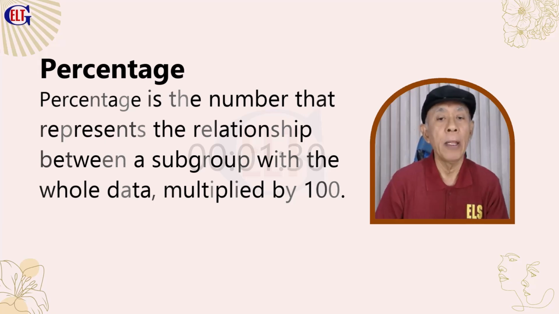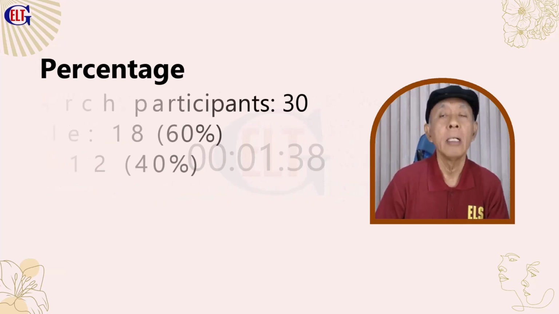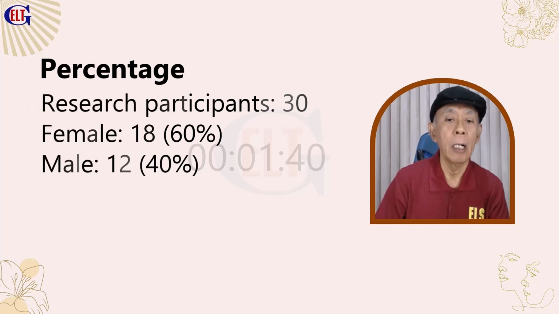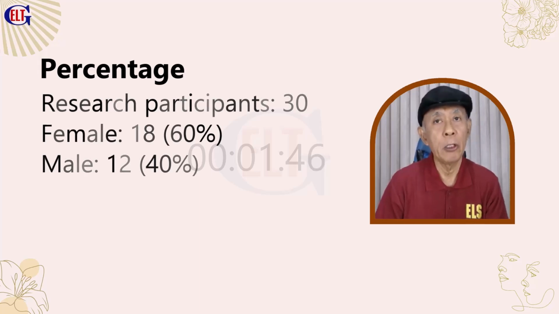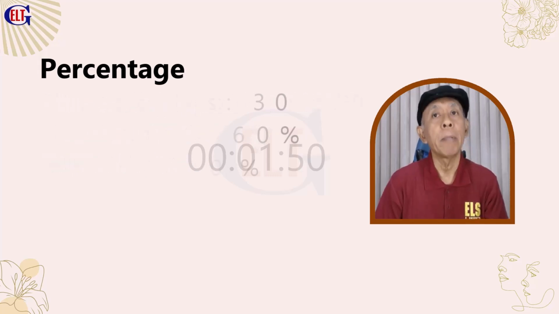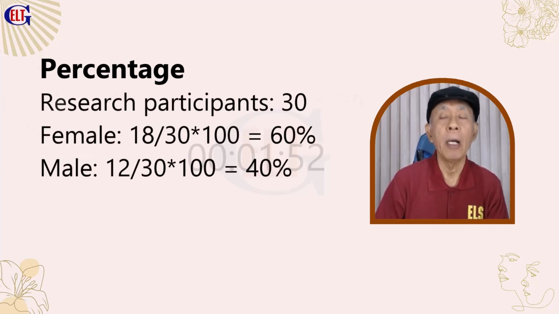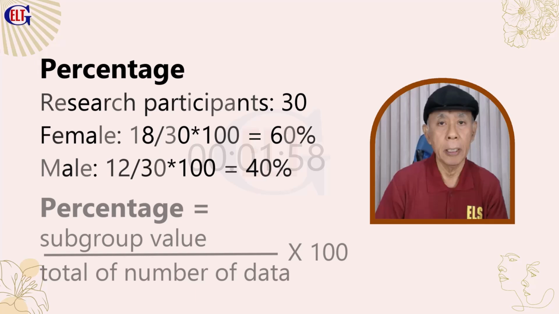Percentage is the number that represents the relationship between a subgroup with the whole data multiplied by 100. Still using the previous example, we can say that the percentage of the female subgroups is 60% and the percentage of the male subgroups is 40%. We get the percentage by dividing 18 by 30 and 12 by 30 and multiply it by 100.